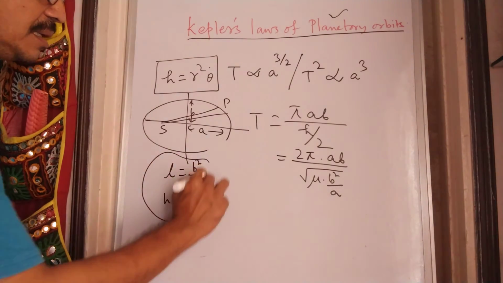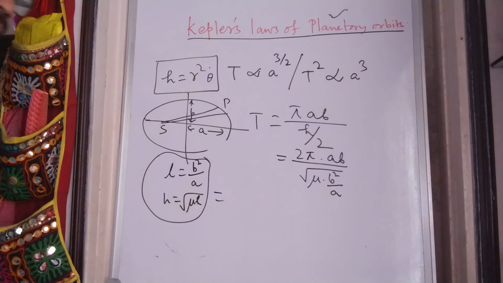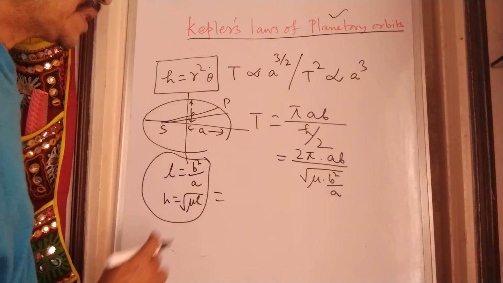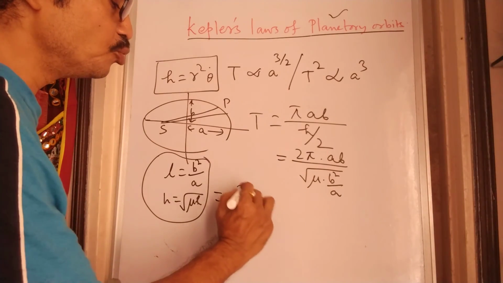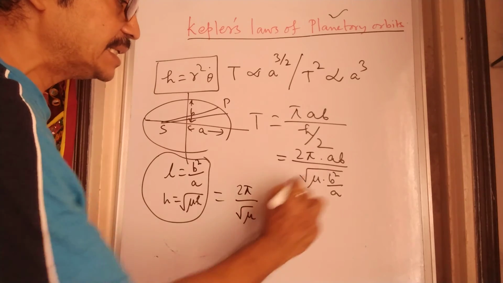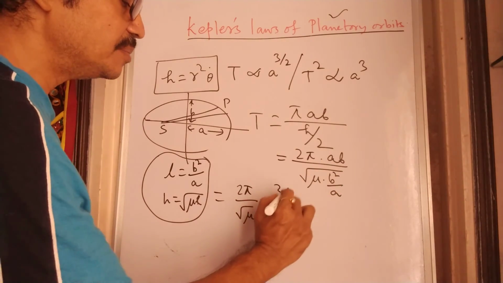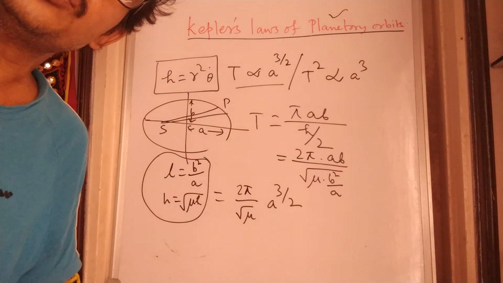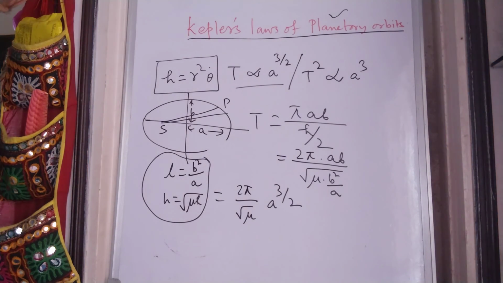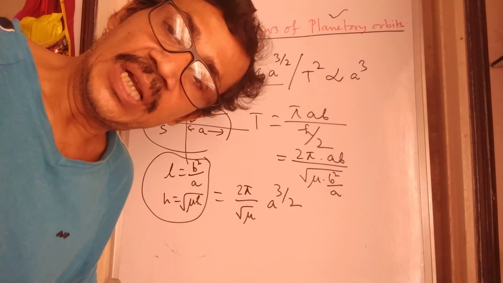These are relations we get from the central orbit equations only. So this becomes 2 pi over root mu, and this b and b cancel out, and it becomes a to the power 3 by 2. So straight away we find this. So these are the 3 laws of Kepler and their deduction with the help of the central orbit formula. Thank you.